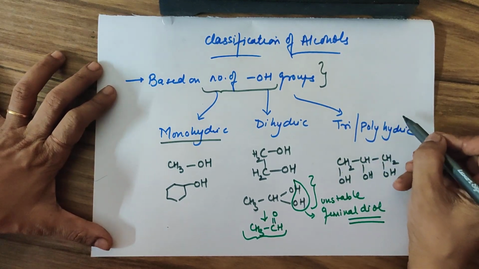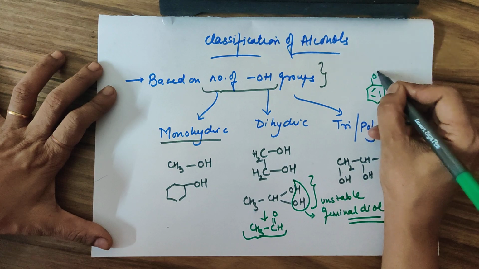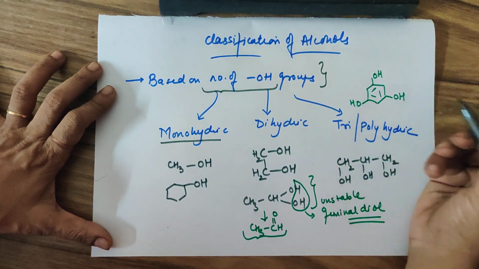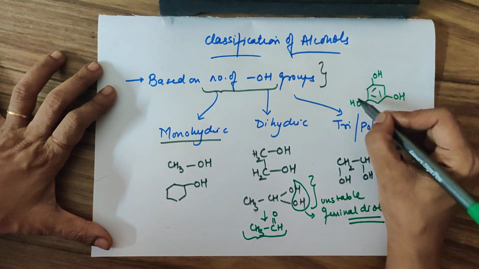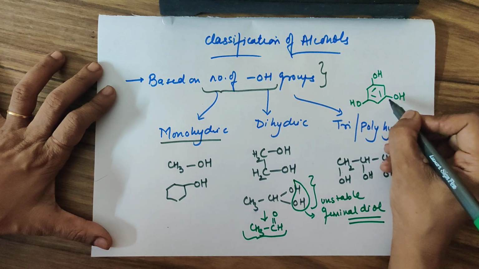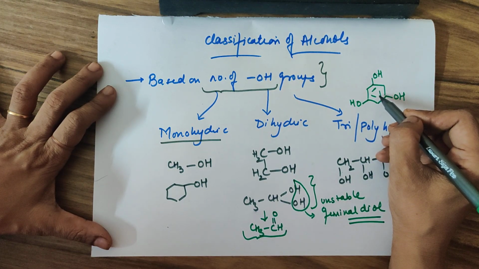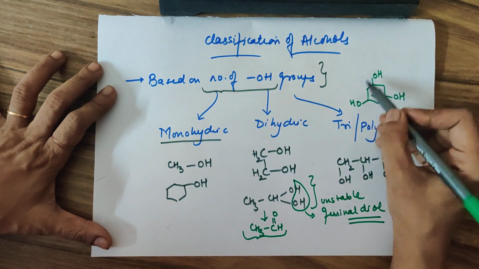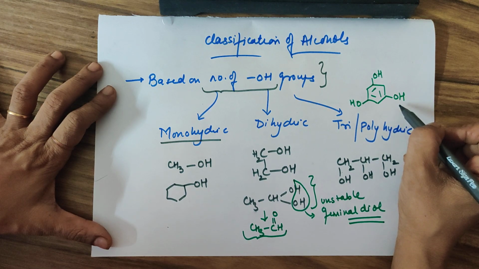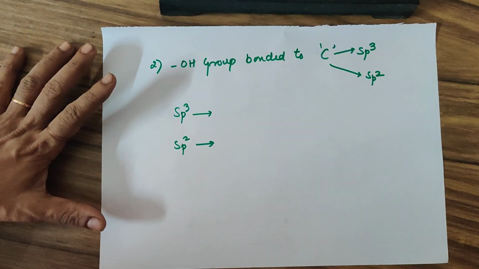The same classification is also applicable to a benzene ring. Let's say I have a compound of benzene which has got 3 OH groups like this. This particular compound is also a symmetric compound, which can be benzene. You have 3 OH groups. So symmetrical benzene triol means it has got 3 OH groups symmetrically placed on benzene. So this comes under the category of trihydric alcohols.